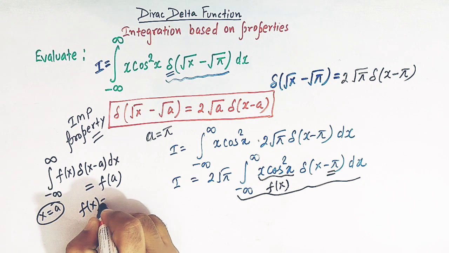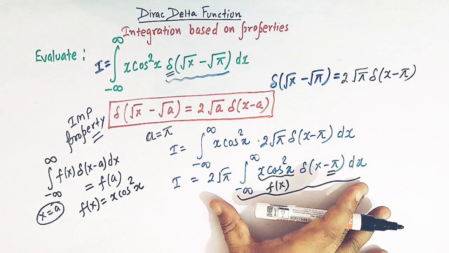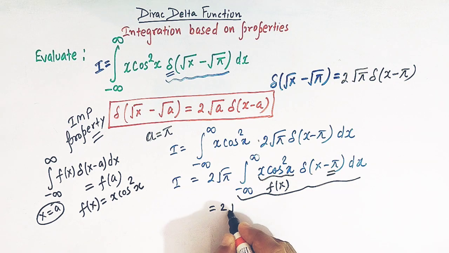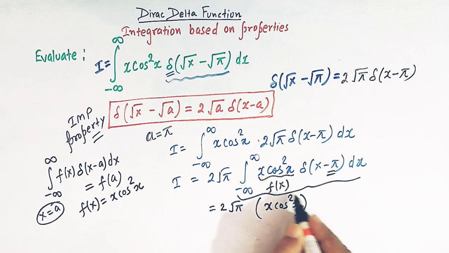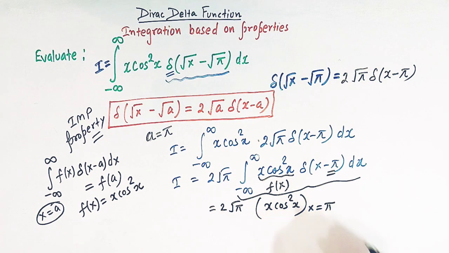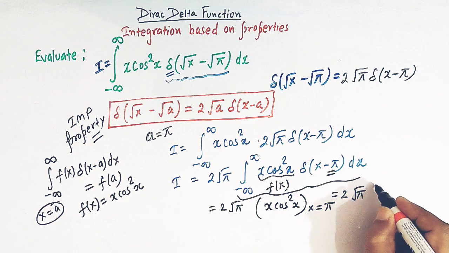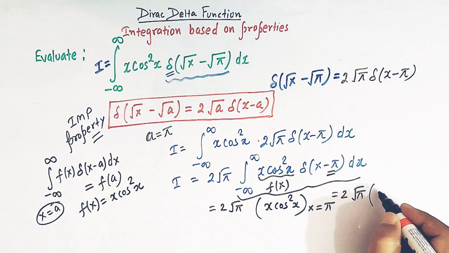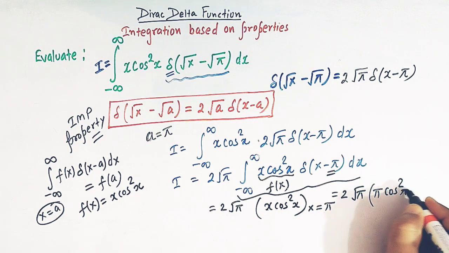Our f of x is x cos square x. So the value of this integral is 2 root pi, and we have here x cos square x, which we'll evaluate at x is equal to pi. So now we have 2 root pi, and here for x we'll take pi, and we have cos square of pi.